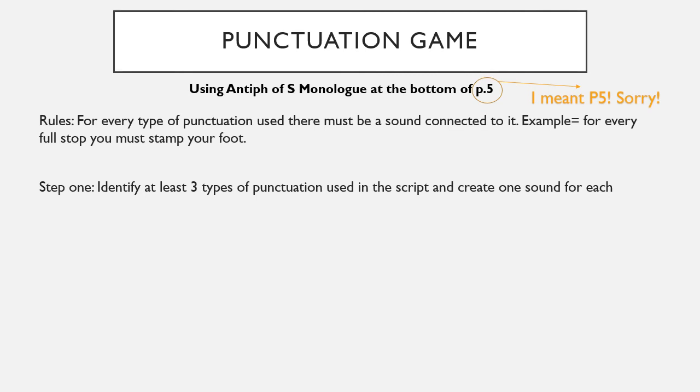Now the rule for this game is this. For every type of punctuation used, there must be a sound connected to it. So for example, for every full stop that you see, you must stamp your foot when it happens. So step 1 of the game is this.